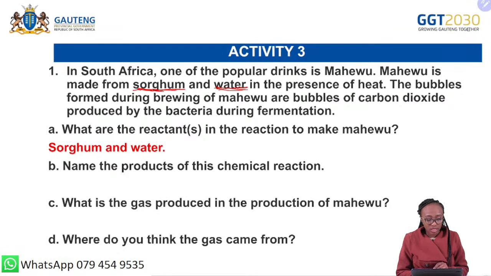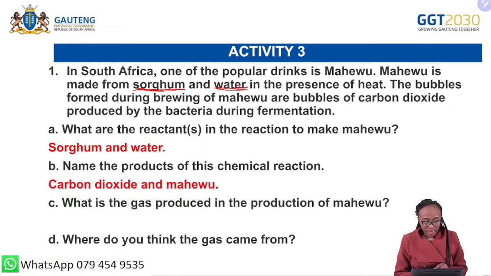And then the second question, which is B, reads, name the products of this chemical reaction. It is carbon dioxide and maheu. Why are we saying that? Let's go back to the insert. We need to go back to the insert so that you're seeing where we are getting these solutions from. The bubbles formed during brewing maheu are carbon dioxide.